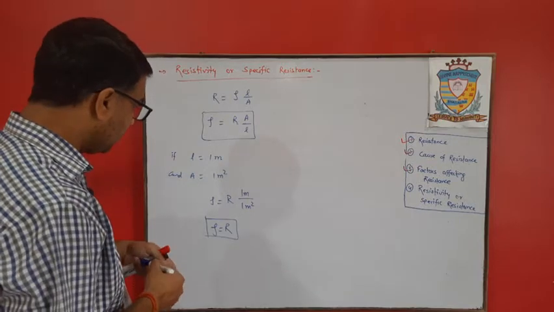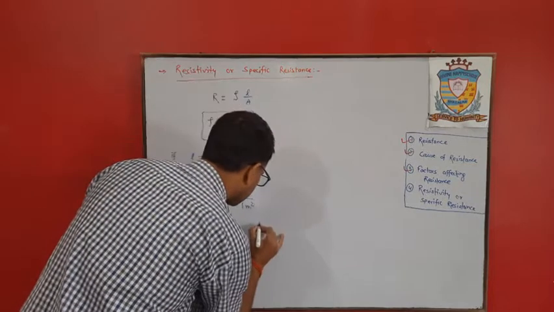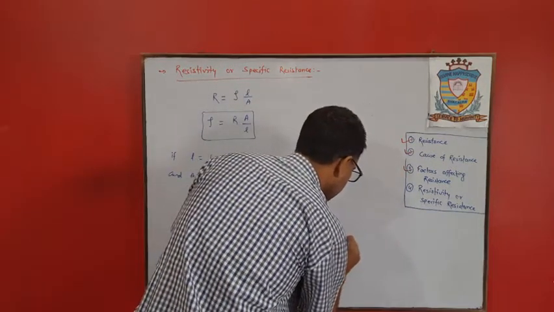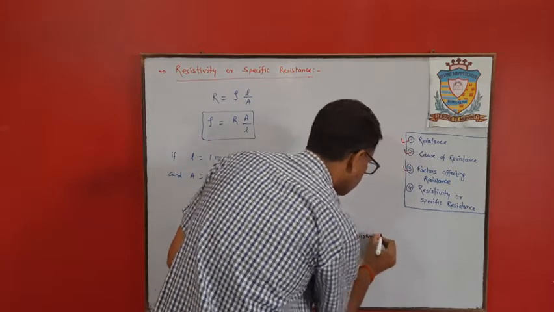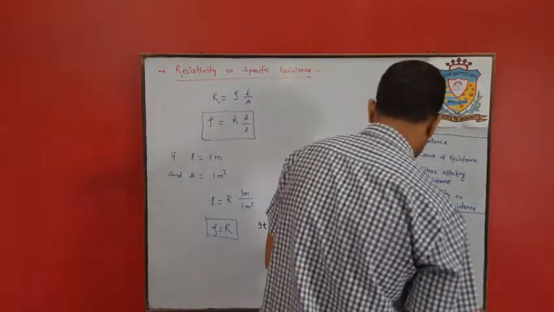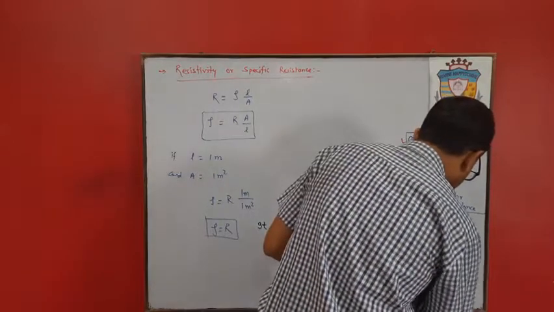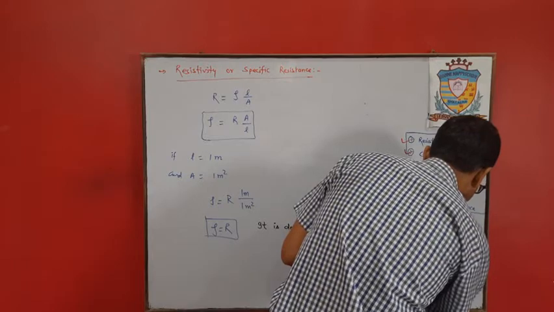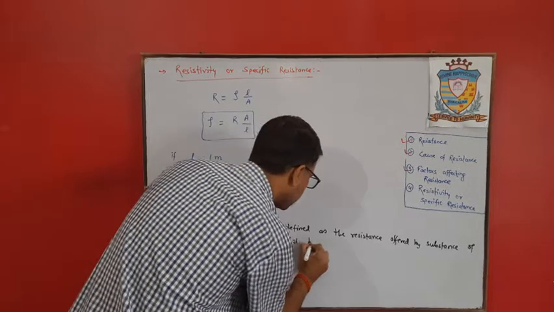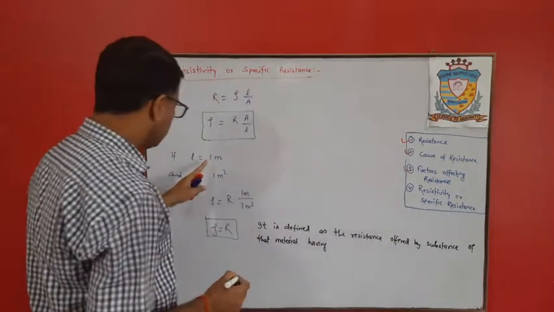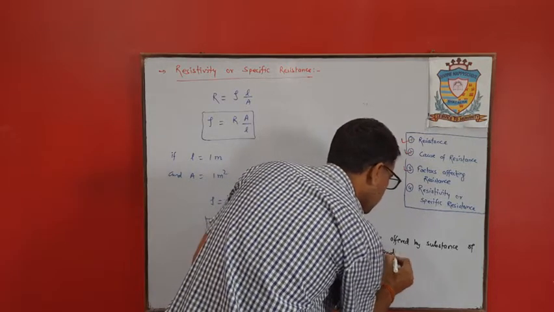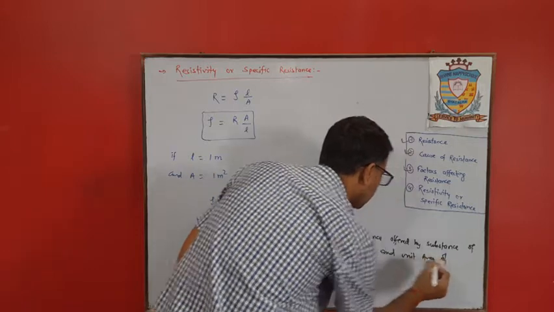So from here we can define the specific resistance. It is defined as the resistance offered by substance of that material having unit length and unit area of cross section.